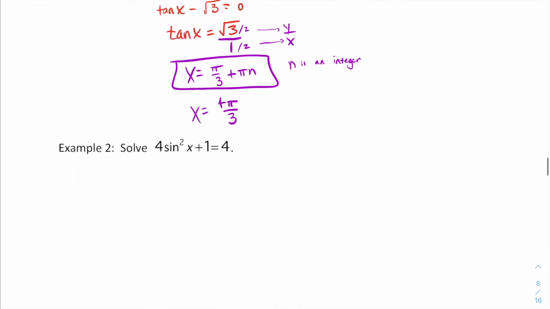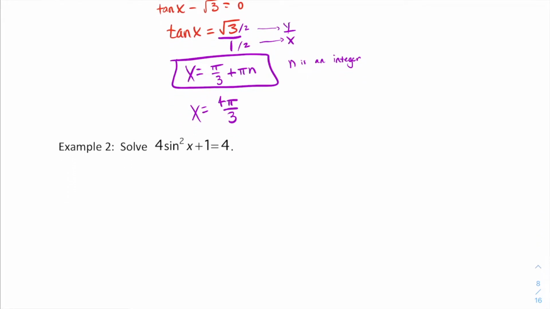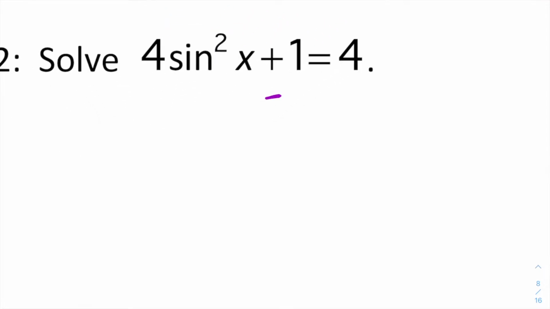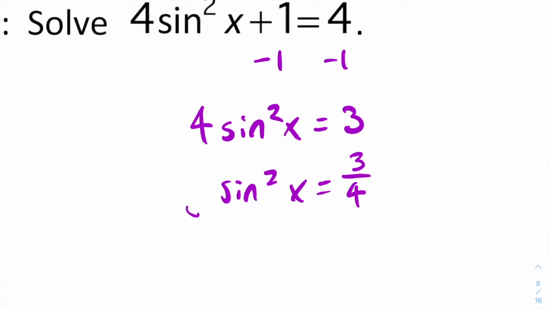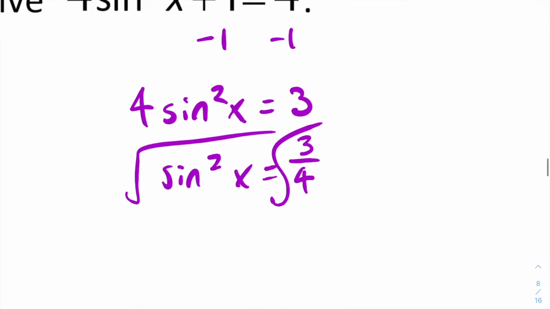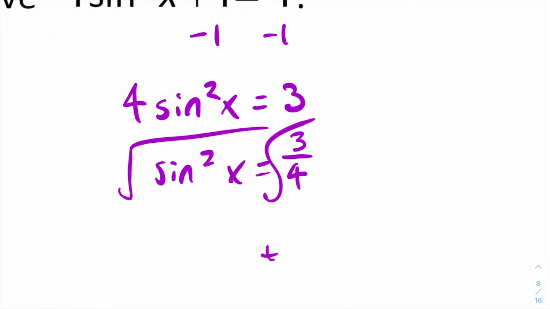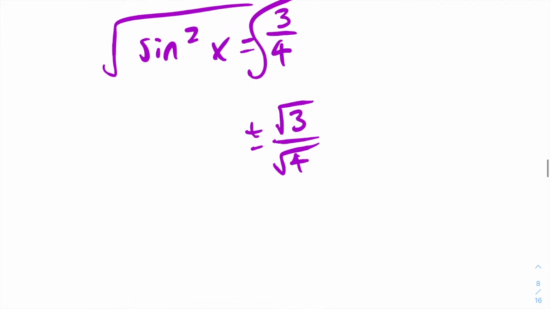So let's try out this next one here. This next one, we're going to try and isolate the sine squared. We'll start by doing minus 1 on both sides. That's 4 sine squared of x equals 3. And of course, we'll divide and get 3/4. And then this one, we're actually going to square root both sides. And don't forget, when you square root both sides, you're going to have to put plus or minus. Okay. And actually, I'm going to square root those numbers individually here.